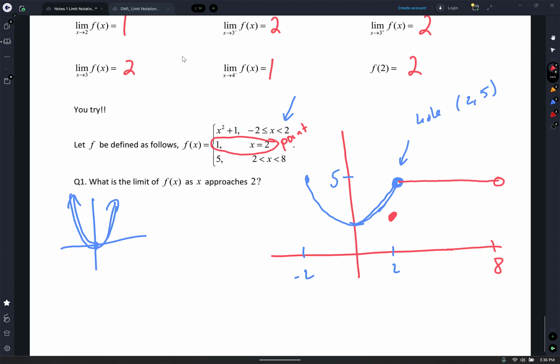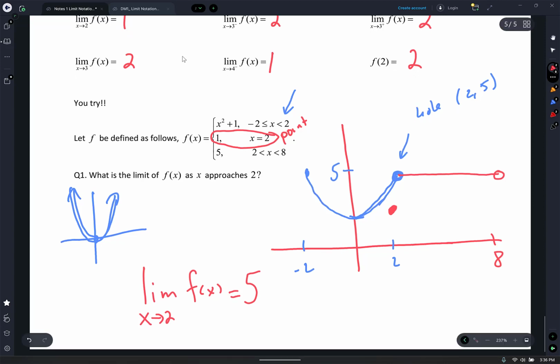Cool or not cool? All right, here we go. What is the limit of f of x as x approaches 2? Limit as x approaches 2 of f of x. You can also say limit of f of x as x approaches 2. It doesn't matter. If I approach 2 from the left-hand side, the value is 5. If I approach 2 from the right-hand side, the value is 5 on both occasions. So the limit as x approaches 2 of f of x is simply 5. How do we feel? Good job, guys.